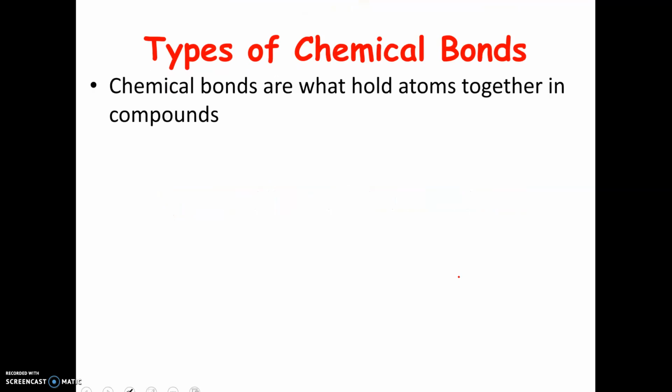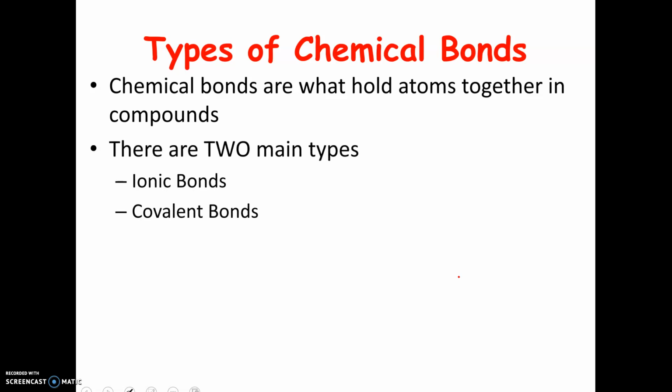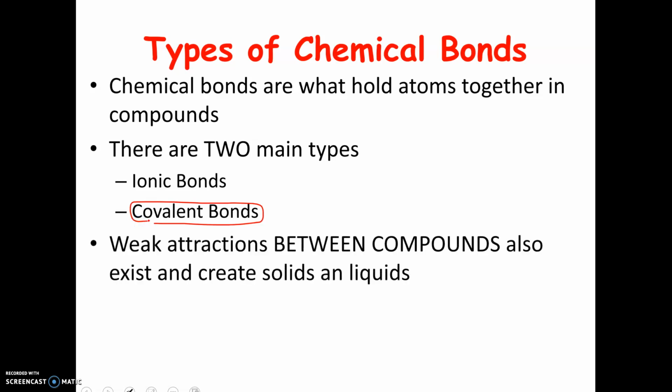So there's 2 main kinds of chemical bonds. There's ionic bonds and then there's covalent bonds. And technically covalent bonds can be subdivided, and we'll talk about that in a second. There's also attractions between compounds. Those are called intermolecular forces, or IMFs, and we'll talk about that after we talk about bonds.